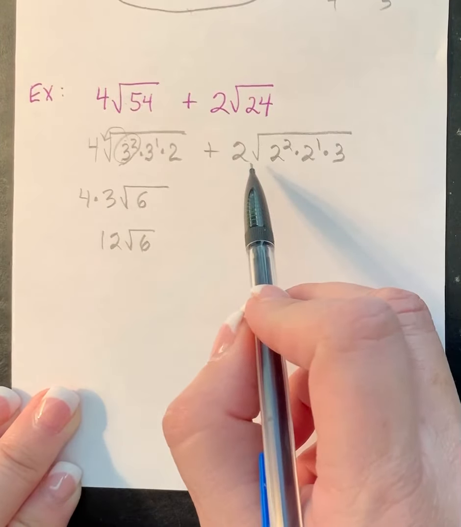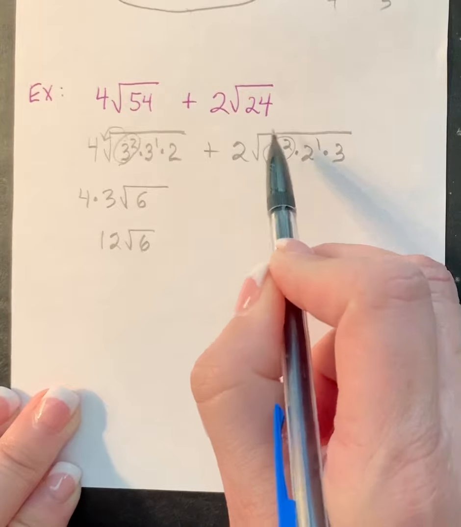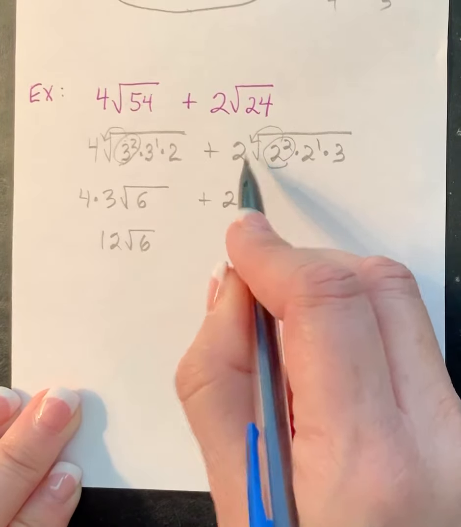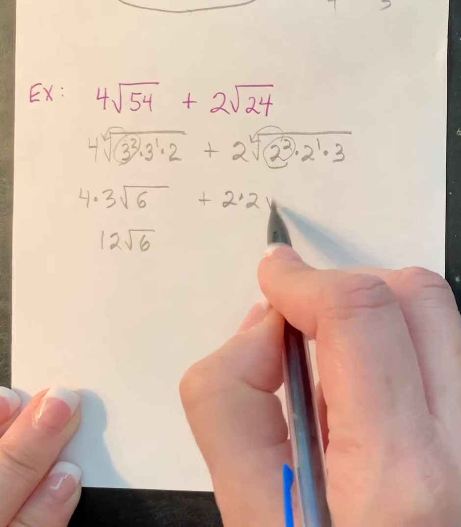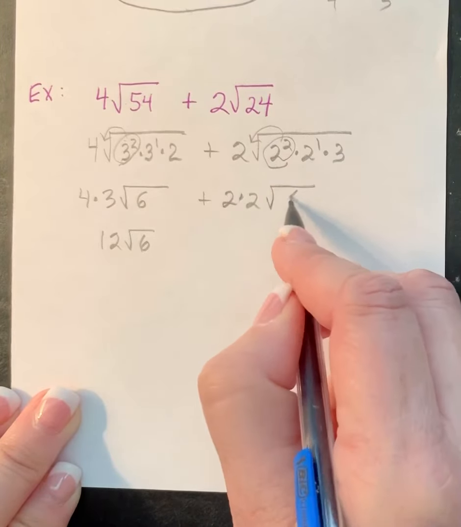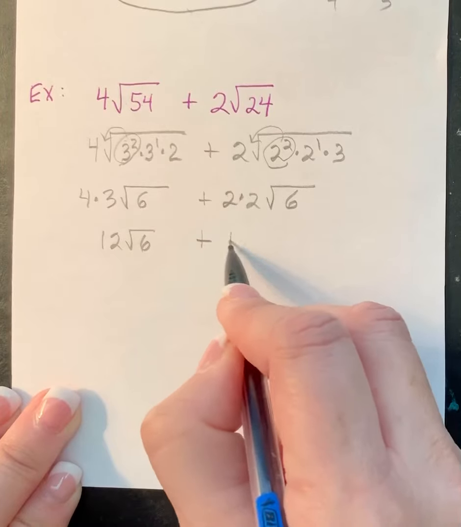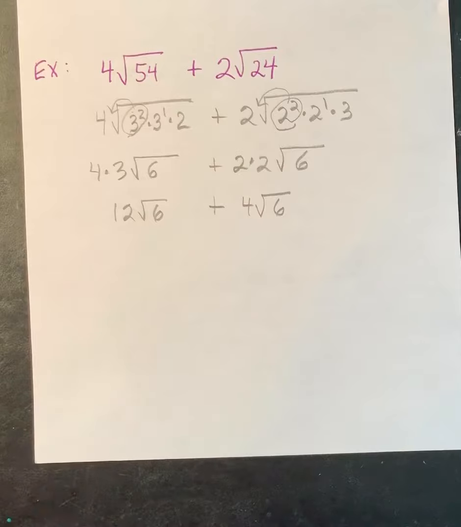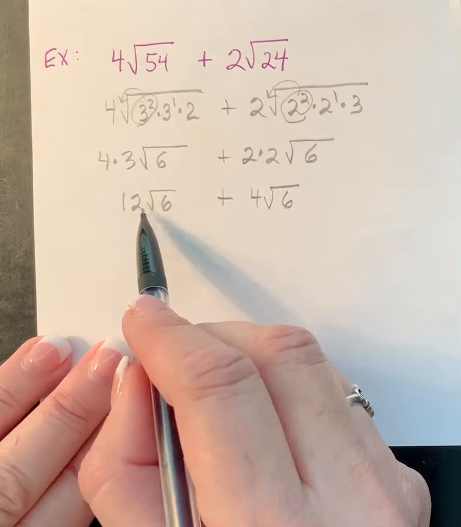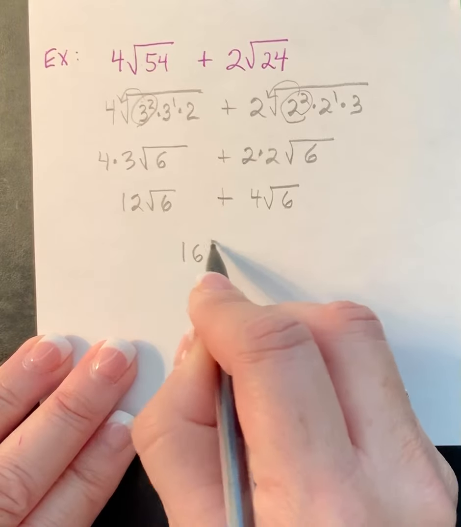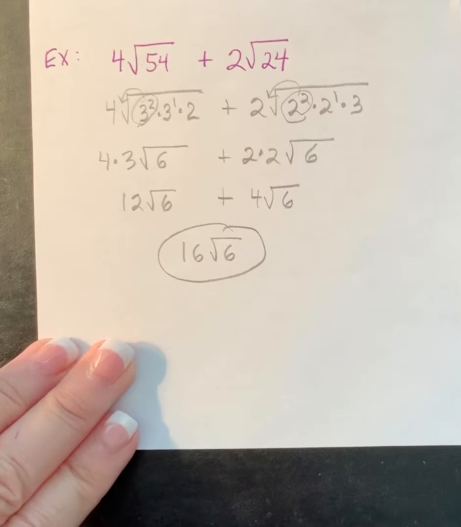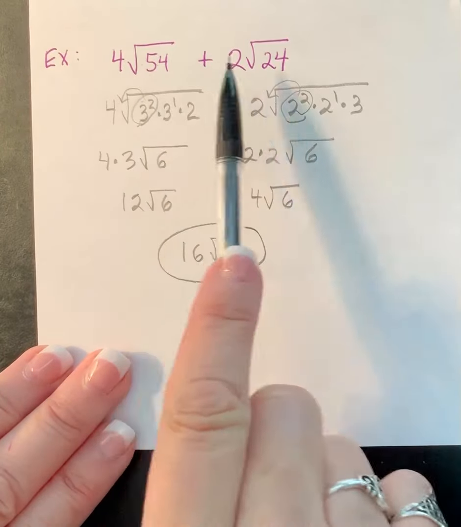And then over in this one, the 24 has the square of 2, so we can simplify that. So we have a 2 that was originally there times another 2. 2 times 3 left underneath, so we have a 6. So then we're going to have plus 4 square root of 6, and you can see, oh, these are actually like radicals after all. Right? And so then if we add 12 and 4 together, we'll get 16 times the square root of 6. All right, that is the simplest radical form for that sum.